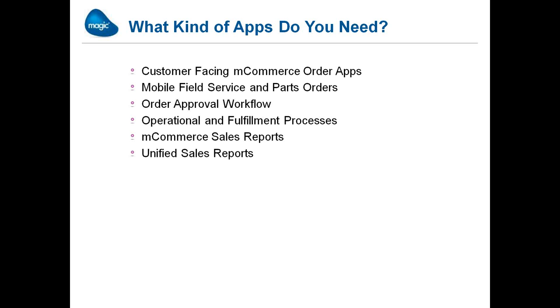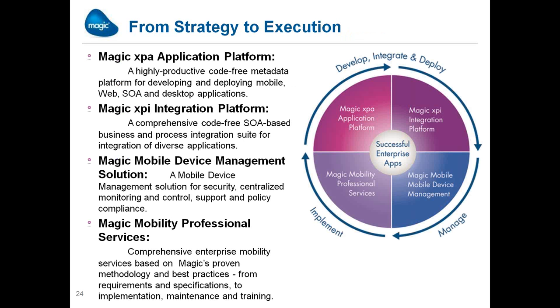You may have an order approval workflow where an order comes in and needs to be reviewed, and so a mobile app that allows a person to review that while they're not in the office, wherever they happen to be in a mobile situation, they can access it via their smartphone and provide that approval. Obviously, there are various operational and fulfillment processes. You might need sales reports on a mobile device, unified sales reports for both your traditional sales organization as well as the online sales and so forth. Those can all be very interesting.